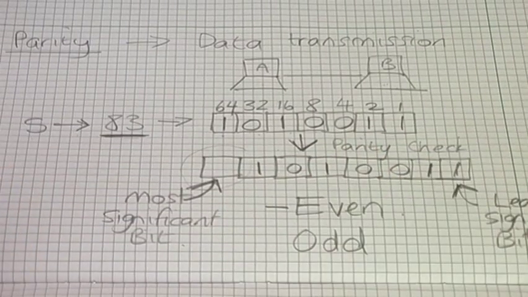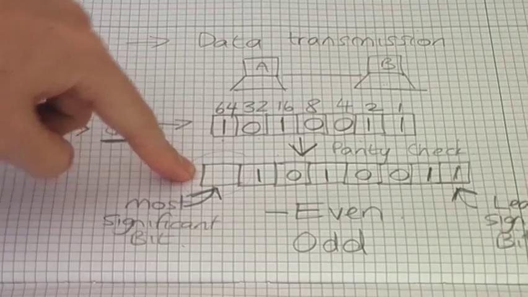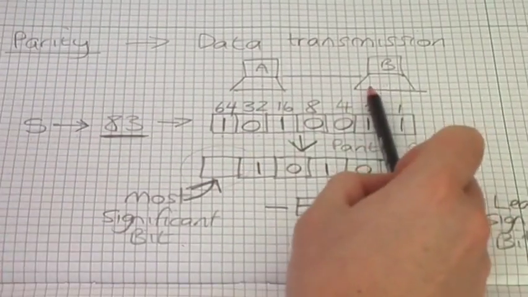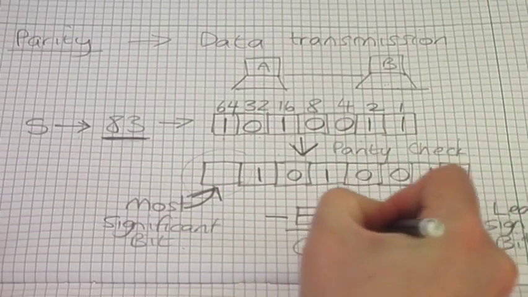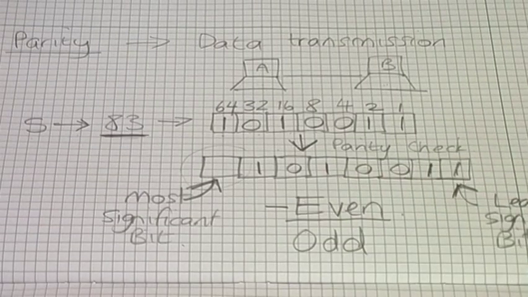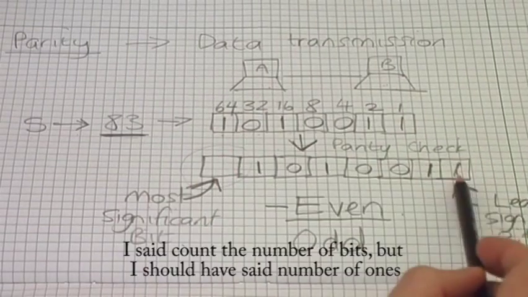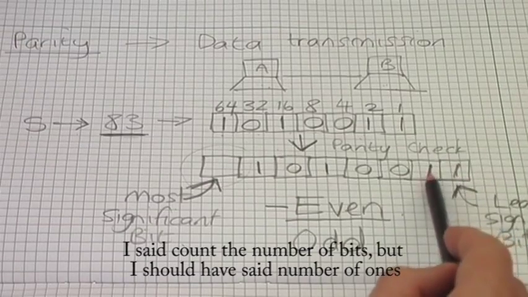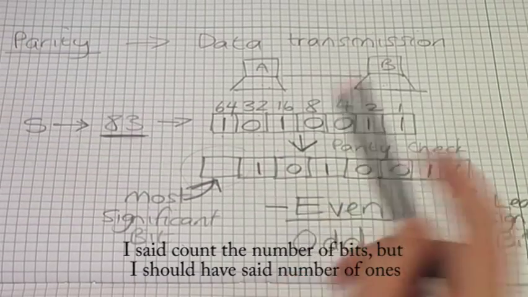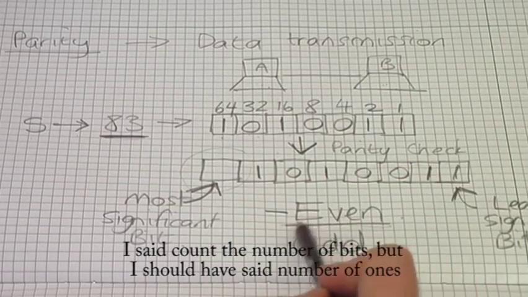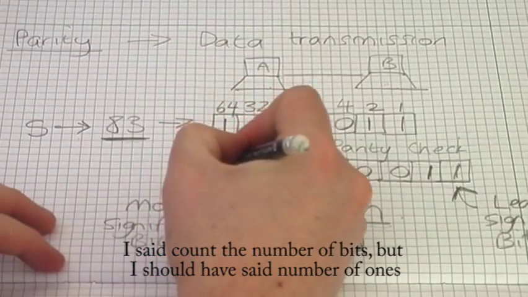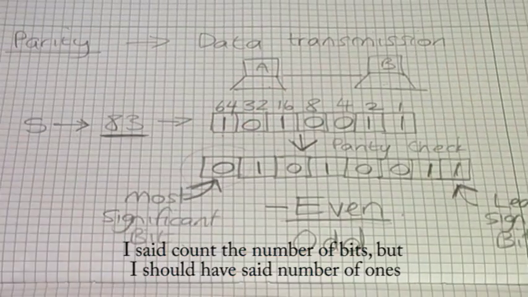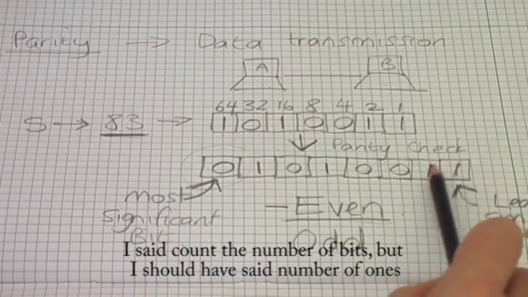What I need to do is work out what my parity bit is going to be. The computers have decided, during the handshaking phase, that they're going to use the most significant bit, and that they're going to use even parity. What the computer would do is count the number of bits it has so far. 1, 2, 3, 4. That is an even number of bits. So the bit that I add as my parity bit is going to be a 0, because I already have an even number of bits.